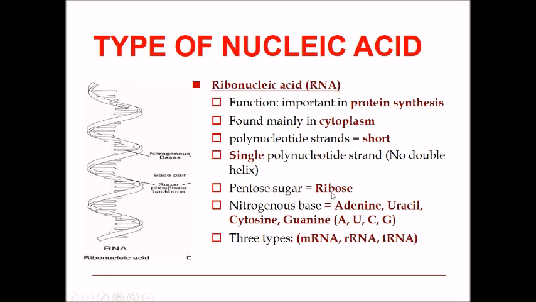Remember, ribose sugar is a pentose sugar where they have a hydroxyl group, OH, attached to carbon number 2 of the pentose sugar. And the nitrogenous bases that can be found in RNA are adenine, uracil, cytosine, and also guanine. And there are three types of RNA. We have messenger RNA or mRNA, ribosomal RNA or rRNA, and transport RNA, also known as tRNA.